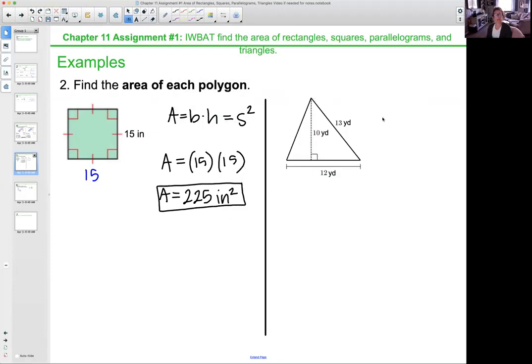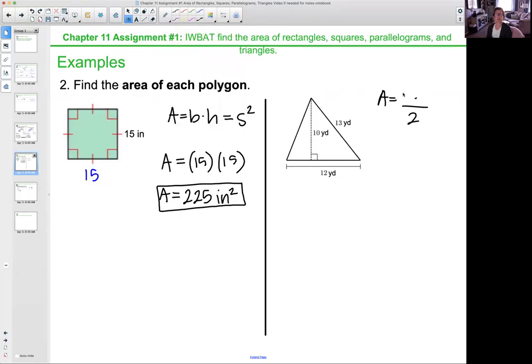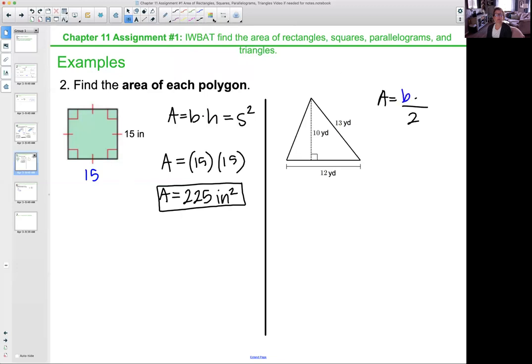Next one is a triangle. So the triangle formula, remember, is base times height divided by 2.